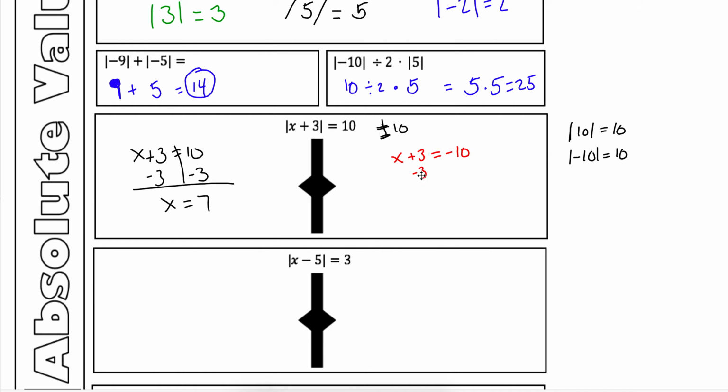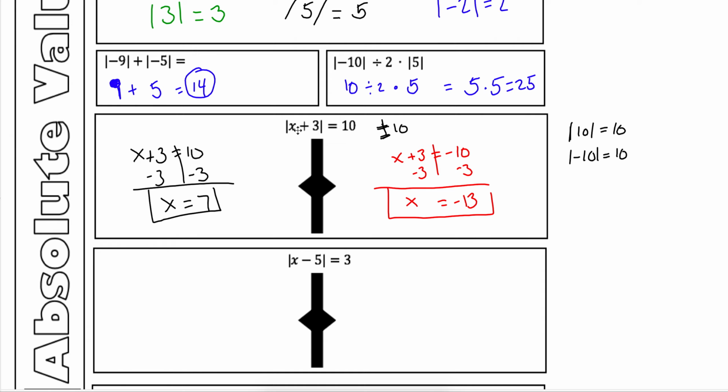We do the same thing. We subtract 3 from both sides. However, negative 10 minus 3 is negative 13. So I could have two different answers. x is equal to 7 or x is equal to negative 13.